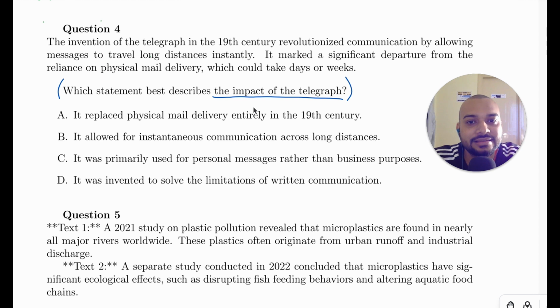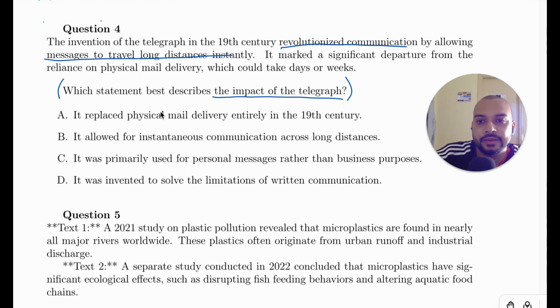The first statement says that the invention of the telegraph revolutionized communication by allowing messages to travel long distances instantly. And then the second one says it marked a significant departure from the reliance on physical mail delivery. So the second line actually shows the impact. The first line tells what it could do, what capability the telegraph had. The second line shows how that capability actually translated into a real life impact.